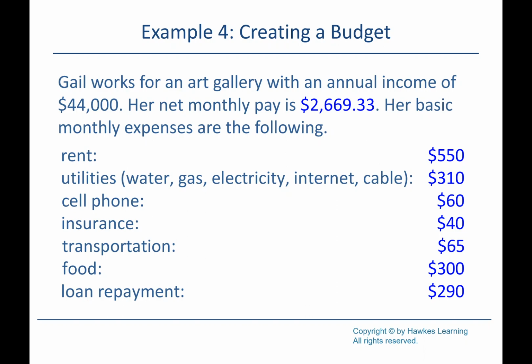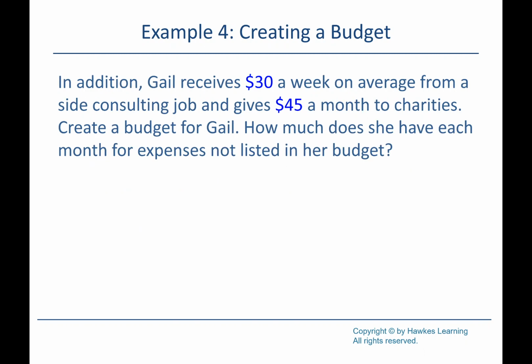And we've got a little curveball on this one. Okay. It says, in addition, Gail receives $30 a week on average from a side consulting job, and she gives $45 a month to charities. And we want to make a budget. We want to know how much she's got left over out of her budget every month. Okay.